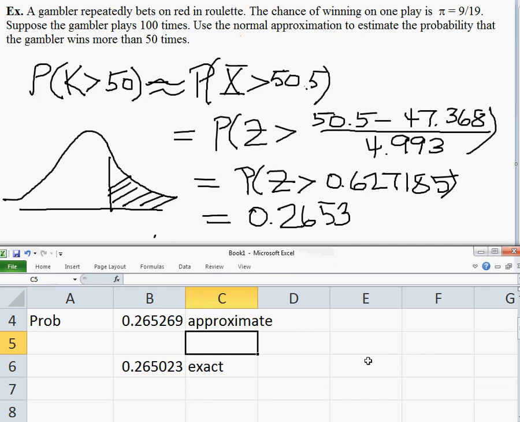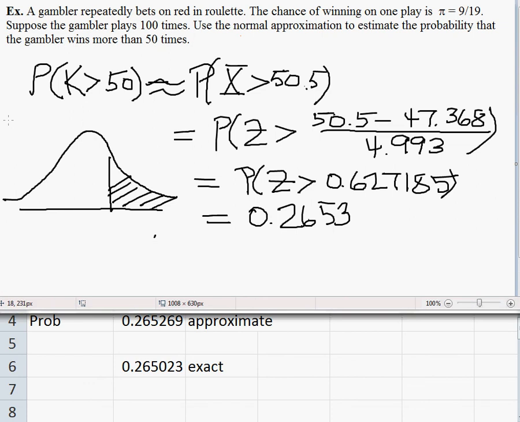So all this is to say, the bell curve can be a very good approximation to the binomial distribution, and this approximation works if n is at least 30, if n times pi is at least equal to 5, and n times 1 minus pi is at least equal to 5. And we had all those conditions for this problem.